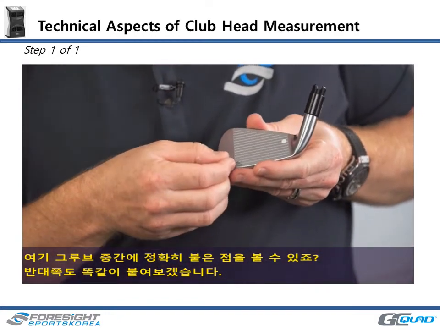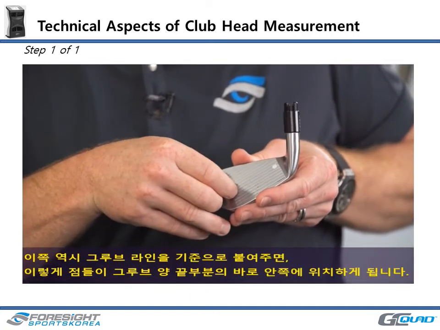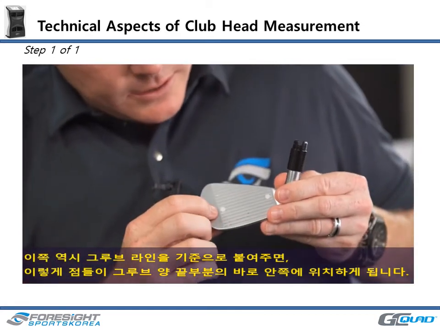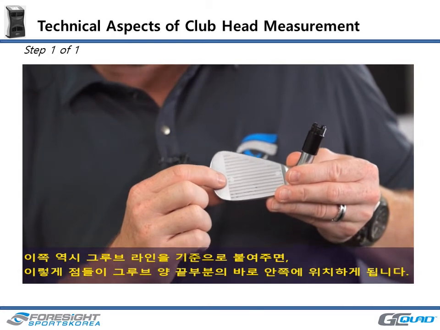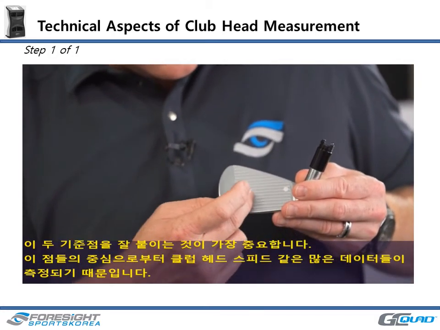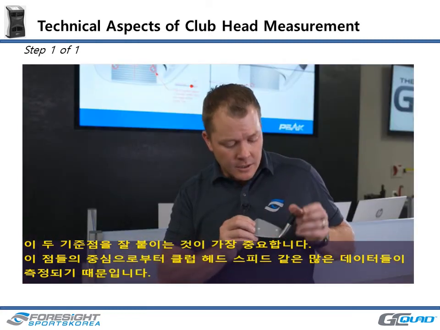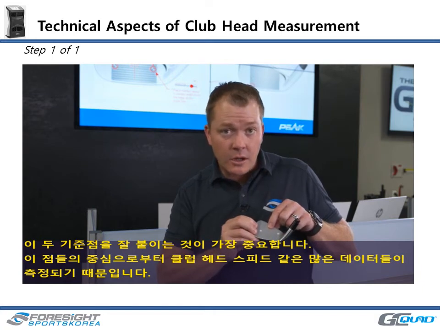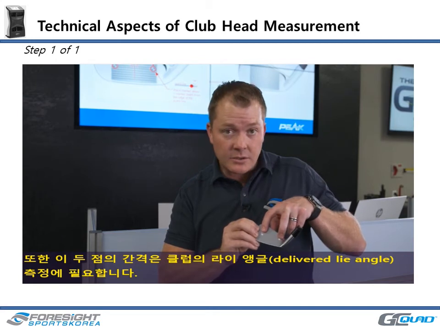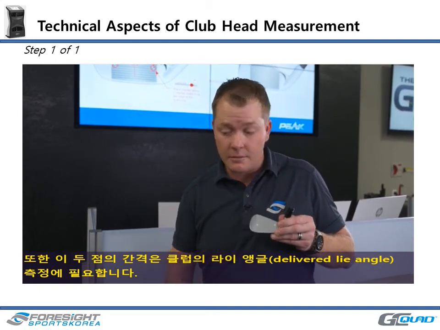I'm going to go through the same procedure. I'm going to match up the groove lines over here, and you can see when I place this one on that I have it set just inside the edge of the grooves. Now, these two are probably your most important fiducials to get placed on properly. It's going to be from this center point that a lot of our measurements are taken, like club head speed, and actually these two are also going to be integral for defining the delivered lie angle of the golf club.